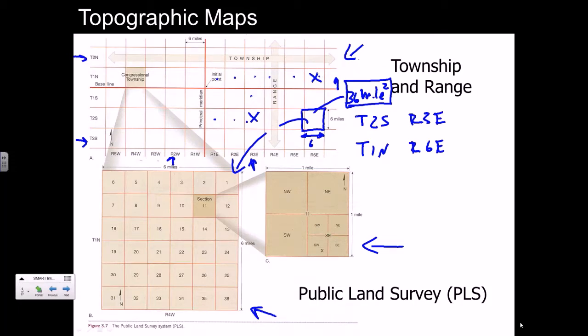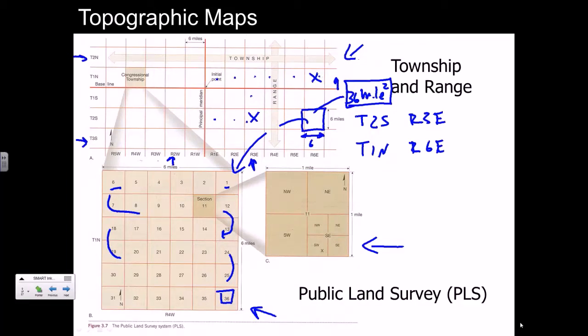The key is to remember, one, that there's 36 of them, and two, that they're ordered in a particular way. 1, 2, 3, 4, 5, 6. Then it comes down to 7, 8, 9, 10, 11, 12. And then at 12, it comes around to 13, and then down and across to 18. And then to 19, 20, 21, 22, 23, 24, and so on until you zigzag all the way down until you get to 36. And this is key because you will then be able to figure out what section or what tier and range you're in based on knowing what section you're in.